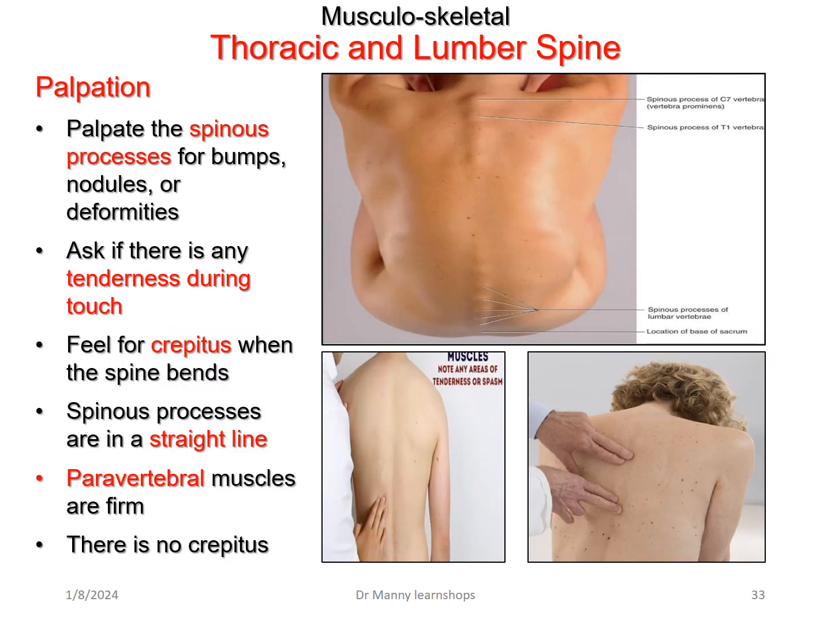With palpation, you palpate the spinous processes for bumps, nodules, deformities, and again ask if there's any tenderness during touching. You feel for crepitus when the spine is bent. Spinous processes are in a straight line. The paravertebral muscles are firm and there is no crepitus.